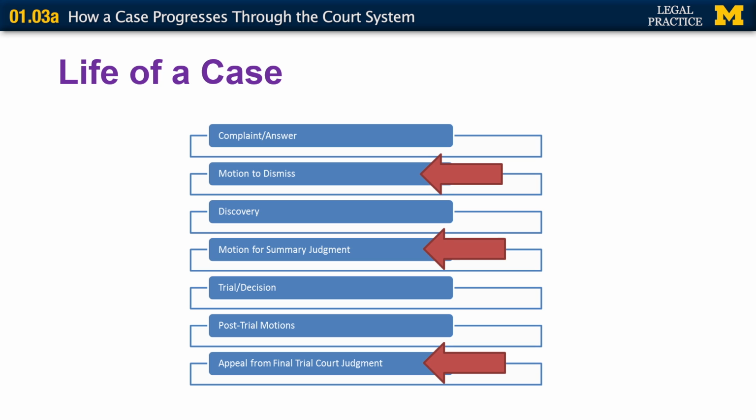So issues of credibility, for example, haven't been determined. Those are things best suited for trial. And then often you're also looking at the appeal from a final trial court judgment. So just make sure you understand where in the life of the case your case is that you're reading for class.